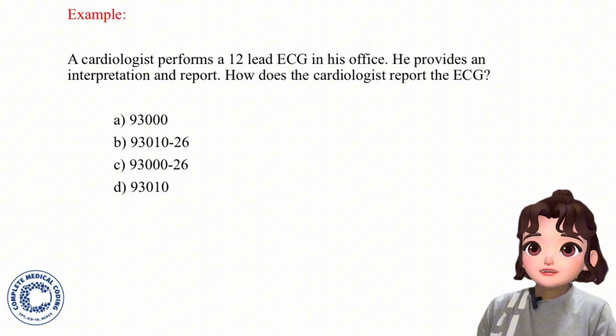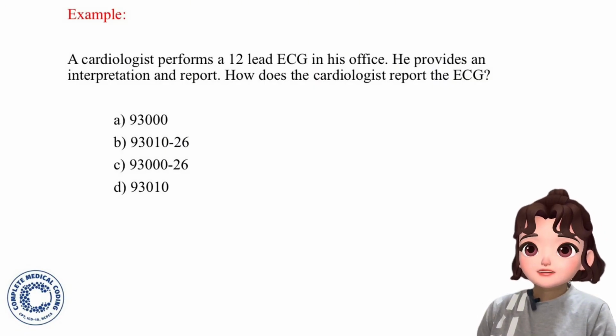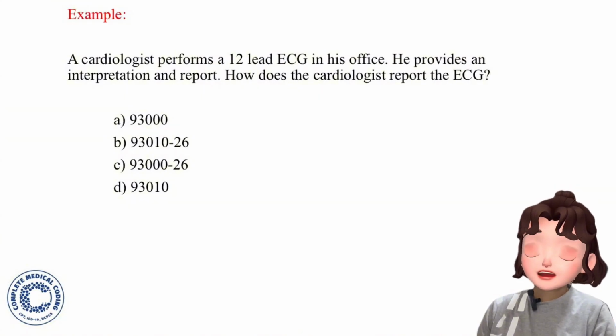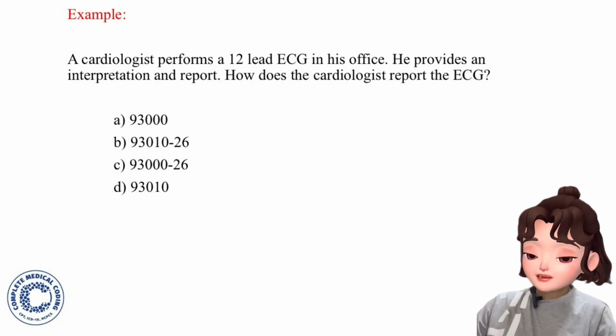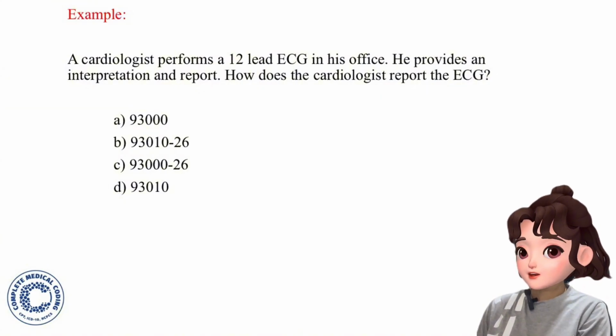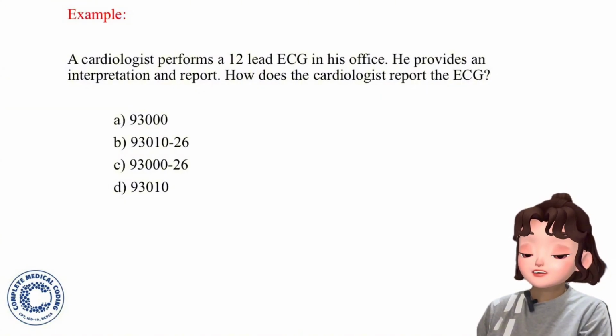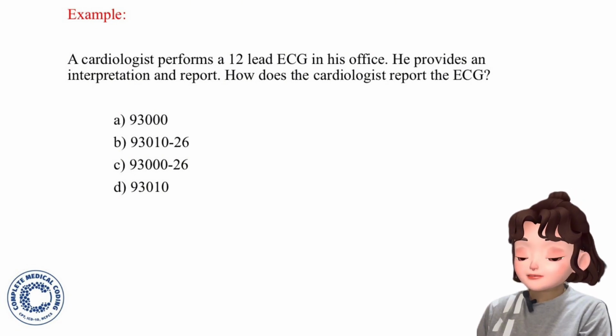Now let's discuss one more example. A cardiologist performs a 12-lead ECG in his office. He provides an interpretation and report. How does the cardiologist report the ECG? The cardiologist performs a 12-lead ECG and he himself did the interpretation and report. So how does the cardiologist report the ECG? So let's take the ECG code. Is it 93000 or 93010? That we have to find out first.